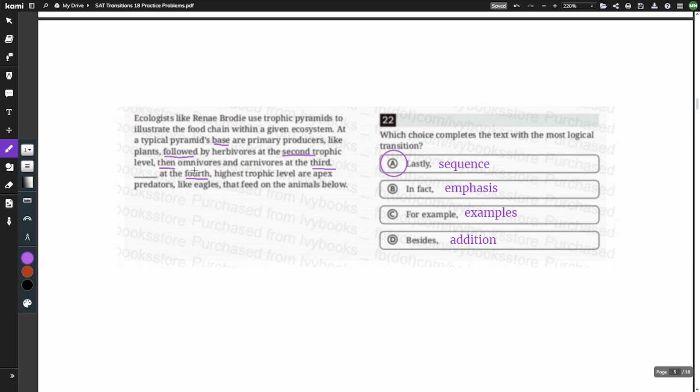We're not emphasizing any point here. We're just saying the last one. And we're not giving an example, and we're not adding any information. Well, yeah, no, we're not adding on to anything, so it's not going to be D either. This one's just pretty obvious.